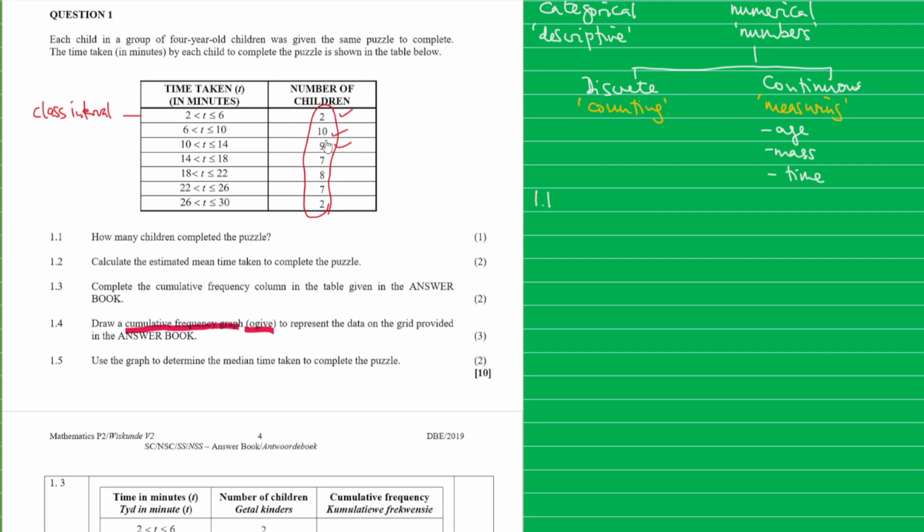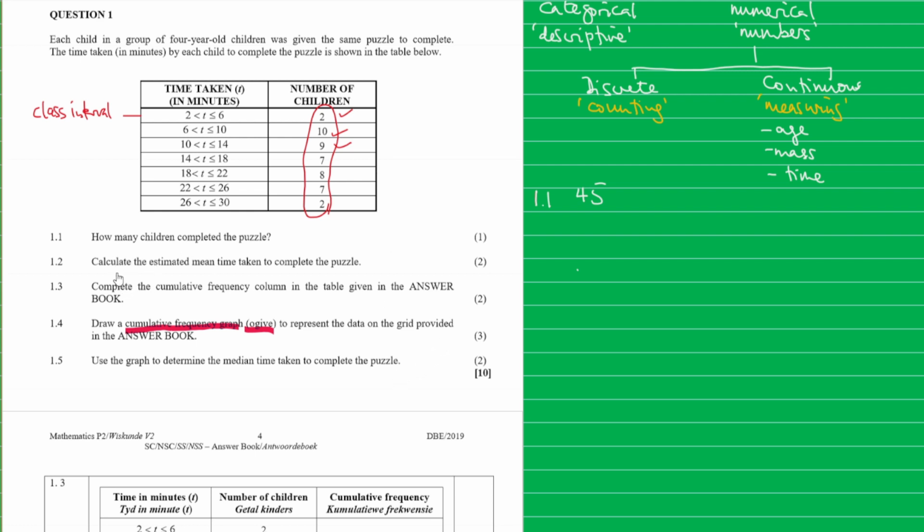That is 2 plus 10, that is 12, plus 9, that is 21, 28, 36, 36 plus 9, 45. Okay, so we have 45 children that were involved in the puzzle.